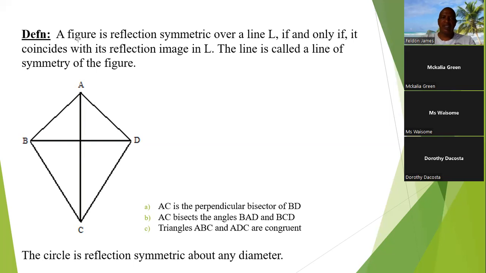All right. So we say a figure is reflection symmetric over a line L if and only if it coincides with its reflected image in the line L. Now, the line is called a line of symmetry of the figure. So in this figure, the line of symmetry would be the line from A to C, because when you fold it, the left side will coincide with the right side. Everybody see that? Now, could you have folded this along the line BD and have it be reflection symmetric?